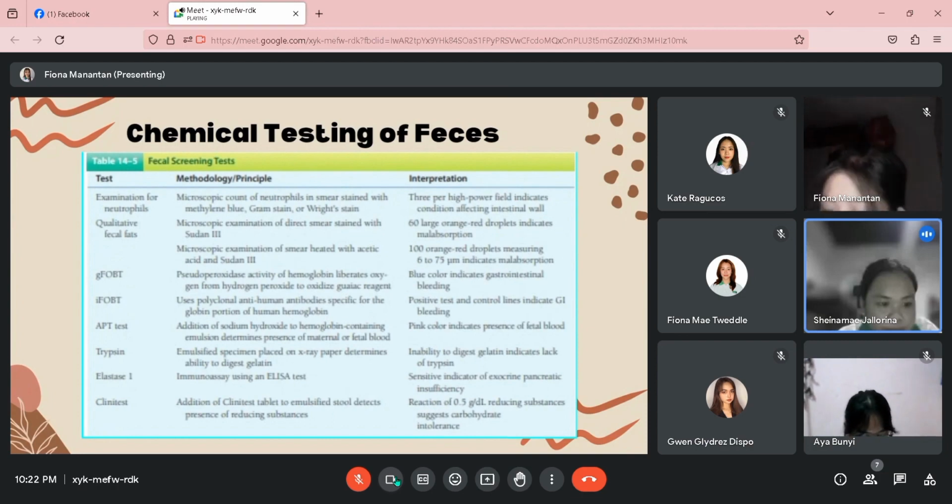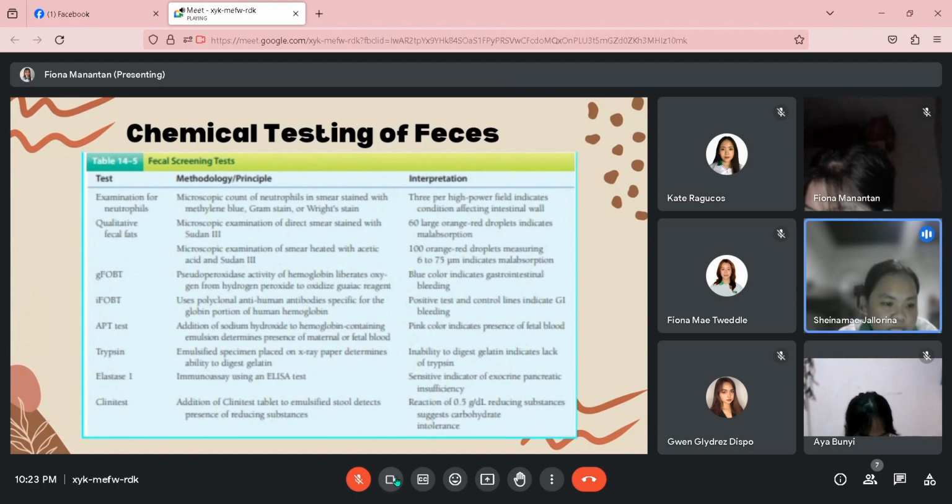The APT test: a hemoglobin-containing emulsion determines presence of maternal or fetal blood. Interpretation: pink color indicates presence of fetal blood. Trypsin: emulsified specimen placed on X-ray paper determines ability to digest gelatin. Interpretation: inability to digest gelatin indicates lack of trypsin. For elastase 1, immunoassay using an ELISA test. Interpretation: sensitive indicator of exocrine pancreatic insufficiency.